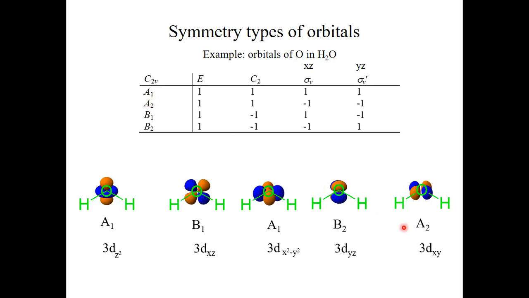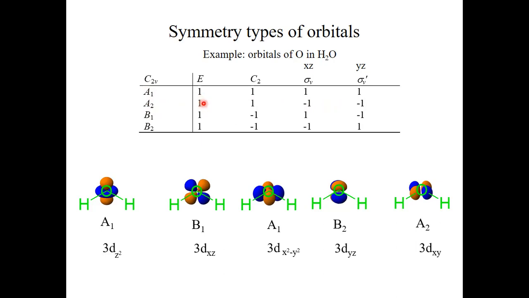Now, the 3dxy orbital not necessarily needs to belong to one of the three symmetry types that we have encountered, because it's not a linear function of x, of y, or of z. Therefore, it can also belong to something else, another symmetry type that we have not considered yet, and that's symmetry type A2.